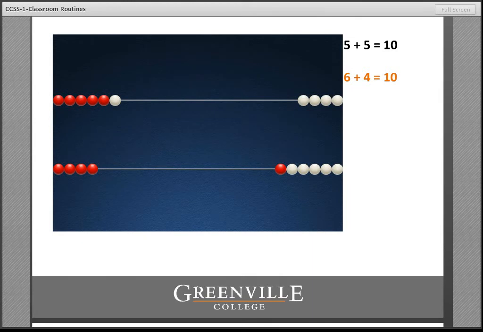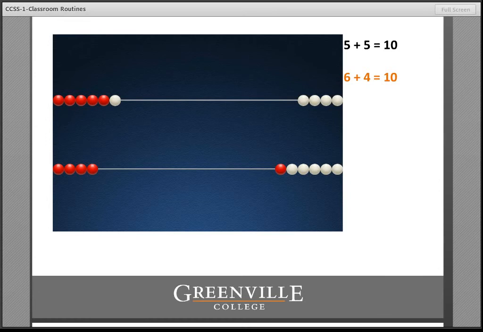This particular one gets at the idea of compensation. Instead of being 5 on top, 5 on the bottom, one new one joined the top, one left the bottom. So the total quantity remained the same. This builds an idea called compensation, and that's important, but it also does it still with a familiar fact, because 6 plus 4 is a sum of 10 that they should be familiar with.